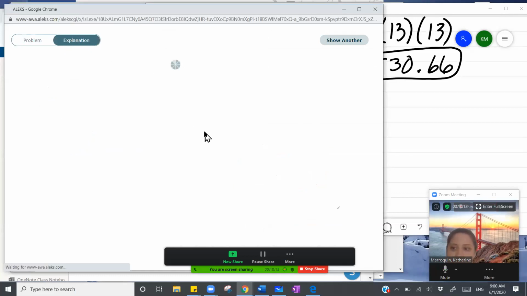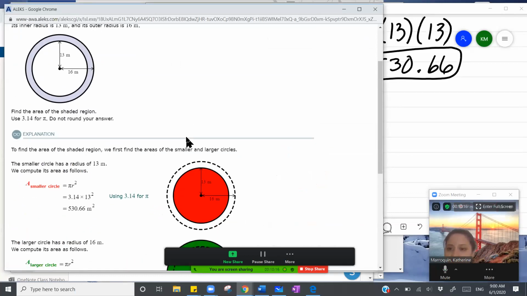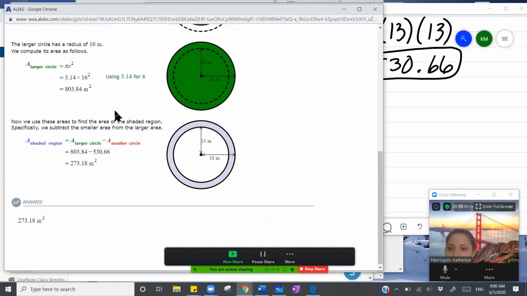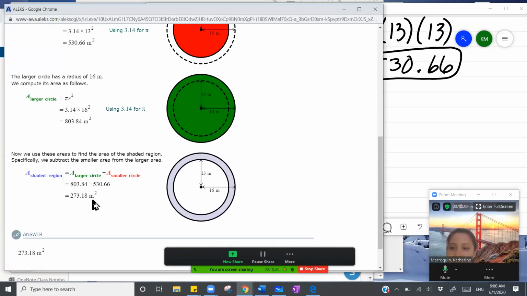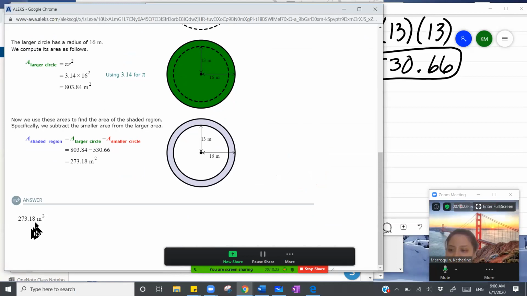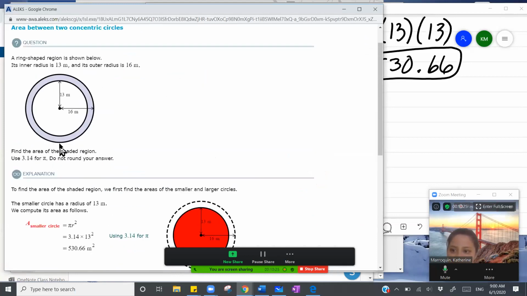Let's see how we did. Okay. 273.18 meters. And notice they didn't round the answer or anything like that, because up here it says, do not round your answer, okay?